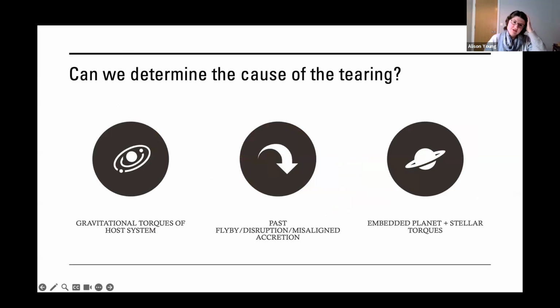So from this, we thought, well, is it possible to determine the cause of the tearing? So there are a few options here. It could be just because of the gravitational torques of the host system from those misaligned stellar orbits. Is this evidence of some disruption from some misaligned accretion onto the disk, maybe a past flyby? Or is it possible that there's an embedded planet which has carved out the gap, and then the stellar torques have then twisted that inner ring into a different plane from the outer disk?